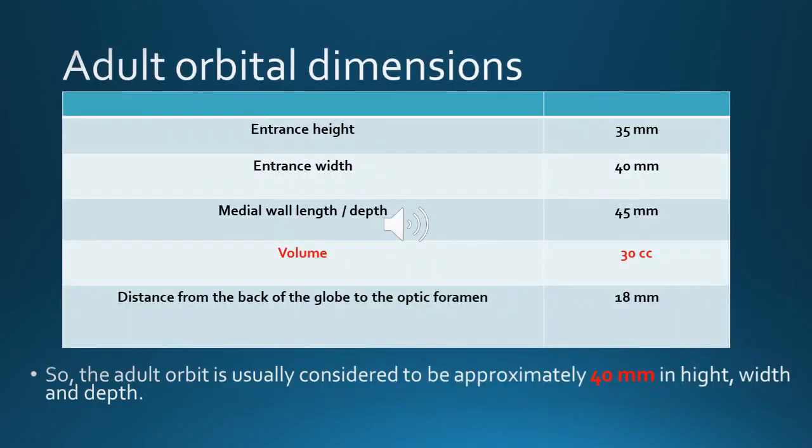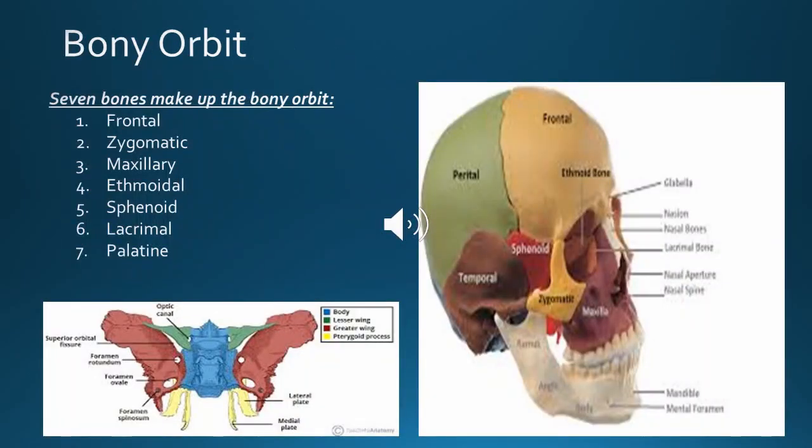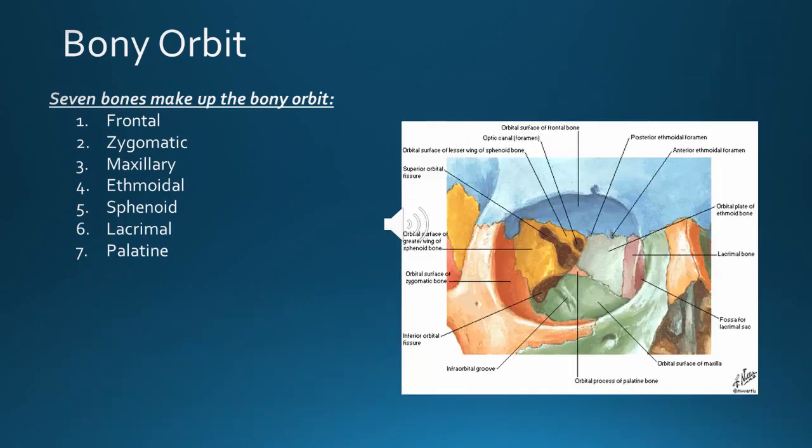The volume of the orbit is 30 cc or 30 cubic millimeters. The adult orbit is usually considered to be approximately 40 millimeters in height, width, and depth. The diagram of the skull shows that the orbit is formed of 7 bones. These 7 bones are frontal, zygoma, maxilla, ethmoidal, sphenoidal, lacrimal, and palatine bones.